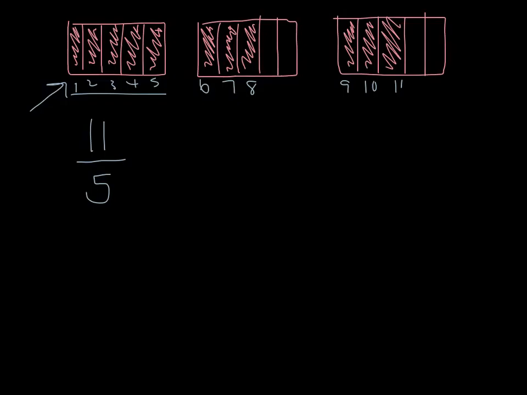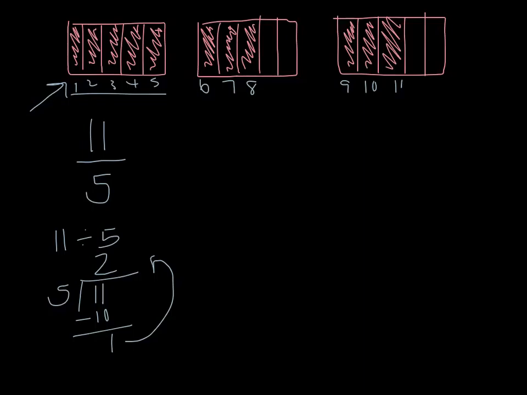Now, I can use my algorithm here. I know this is 11 divided by 5. 5 will go into 11 2 whole times. 2 times 5 is 10. When I subtract, I have one object left over. My remainder comes up here and becomes my numerator. 1 over, the outside number is 5. So my mixed number should be 2 1/5.